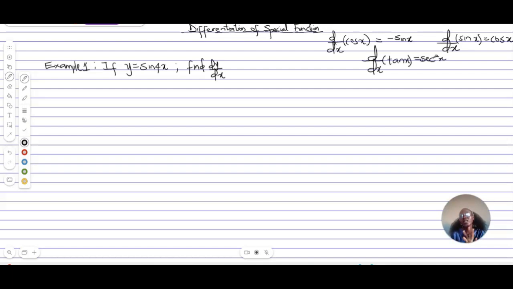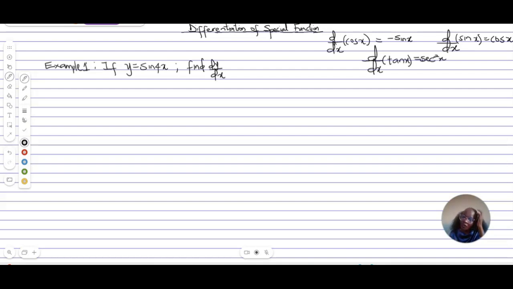So we started off with differentiation of special functions, looking at differentiation of logarithm functions and exponential functions, and then we said we're going to talk about trig functions. I wasn't able to do some examples on the trig functions, but here we have them now. So let's look at what we have here.